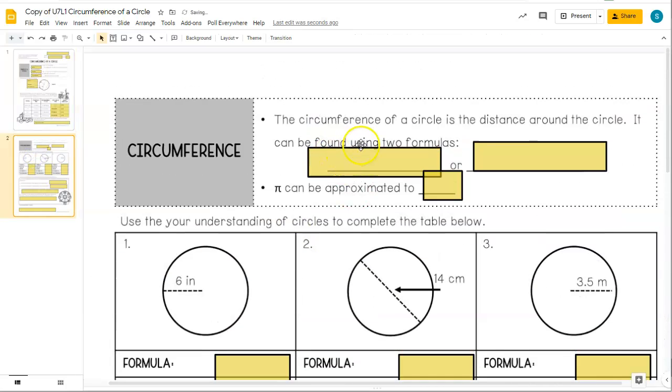Now, the circumference of a circle is the distance around the circle. It can be found using two formulas. We can say the circumference C equals pi times d, and pi is that special ratio factor. We can also introduce that character, so I'm going to write C equals times d, and put in that character.